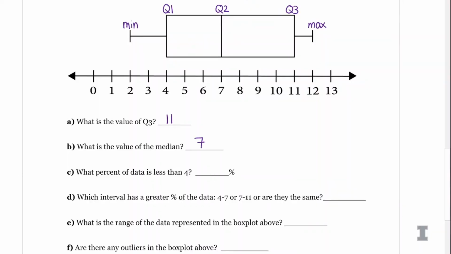C says, what percent of the data is less than 4? So 4 is actually, if I look up here, Q1. And we know that Q1 is the 25th percentile. So by definition, that means that there is 25% of the data less than 4. So this answer is just going to be 25%.